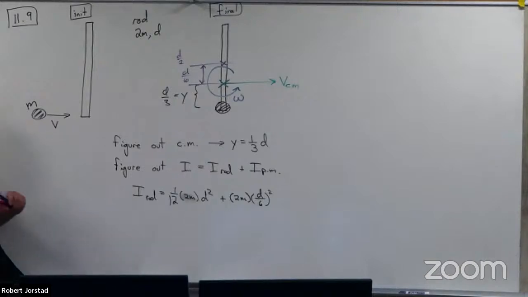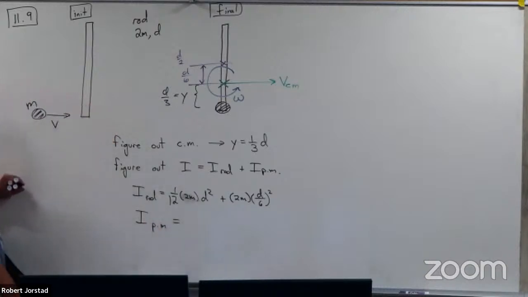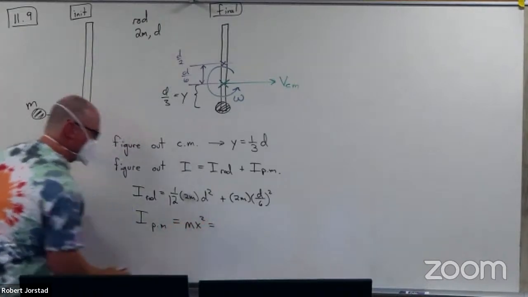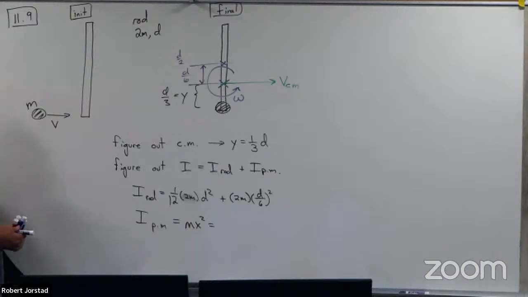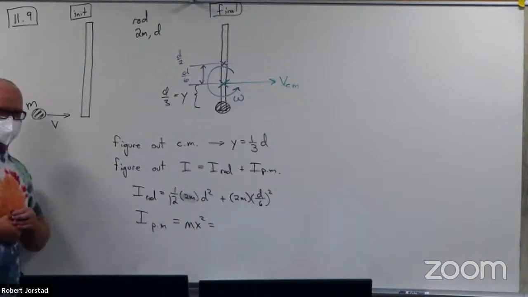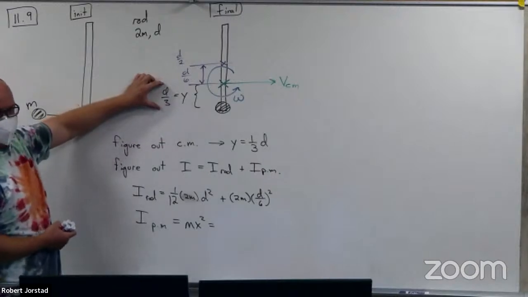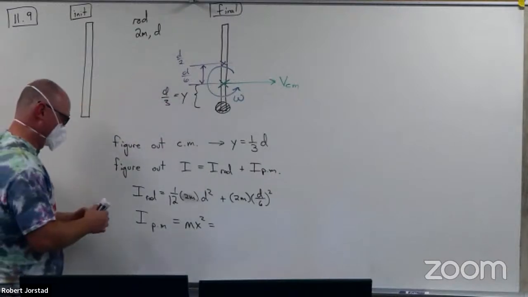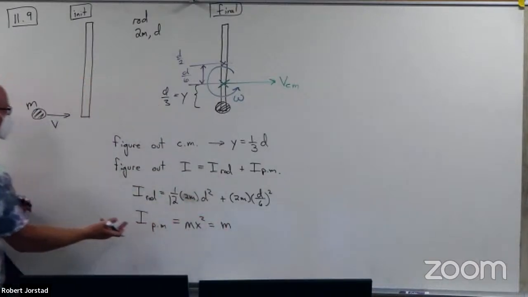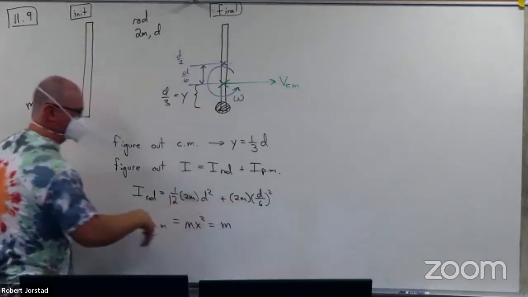What's I of the point mass? What's the equation in general? Mx squared. What's x? The distance between what and what? In this figure, what is x for the point mass? D over 3. So in this weird case, x equals y. Whatever. What mass should I use? M or 2m? M, because the point mass was just m. So notice in this one, the rod had 2m.